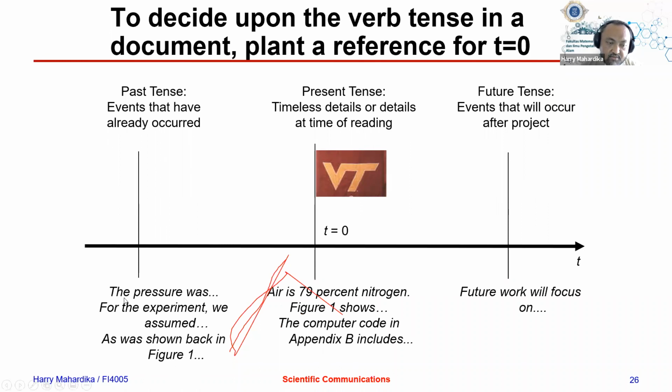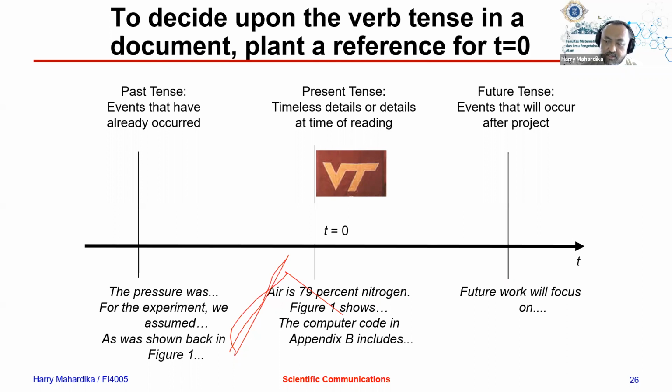If it's past tense, it should be written like "the pressure was," or "for the experiment we assumed," and "was shown back in figure 1," and so on. When we write a certain fact in our introduction or in our paper, we write it in present tense. For example, "air is 75%." It's a fact, so we write it in present tense.